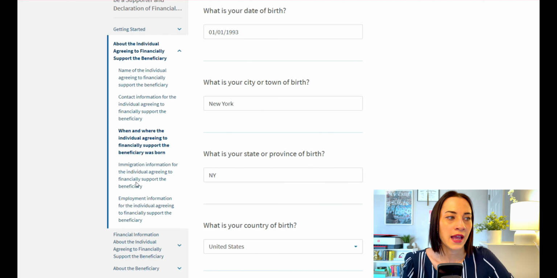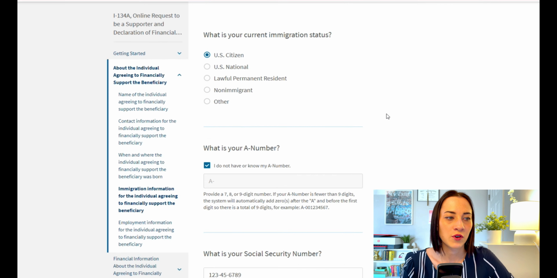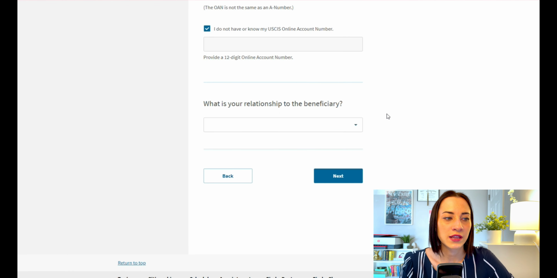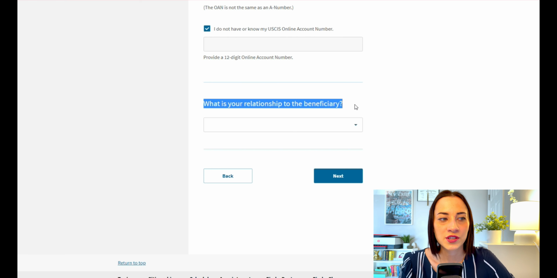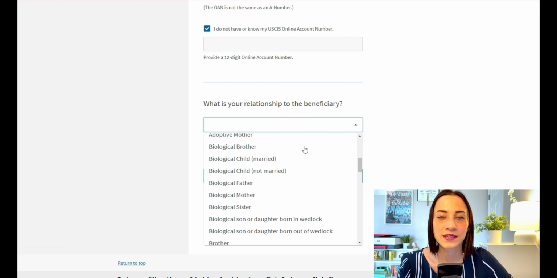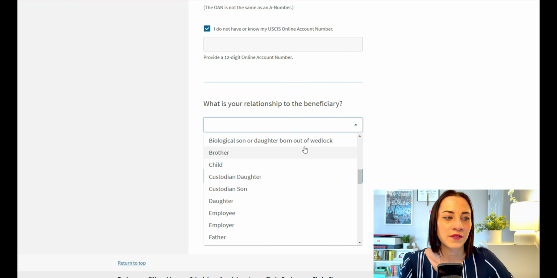The other question that I get is, if you are a supporter who is a friend, what relationship should you put on the form I-134A? If you look in the form itself, here it asks to provide the individual's relationship to the beneficiary. And there are many options that you can pick. However, some people were wondering, if you are just a friend, what would you put? So you have two options.